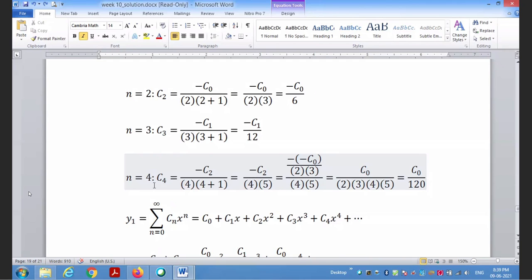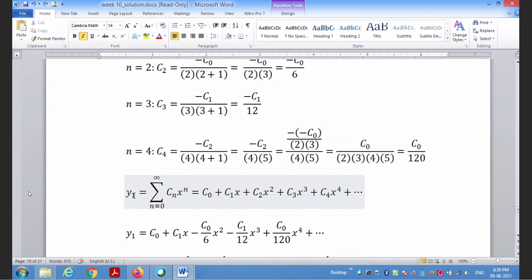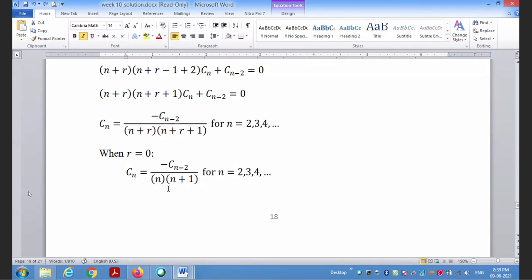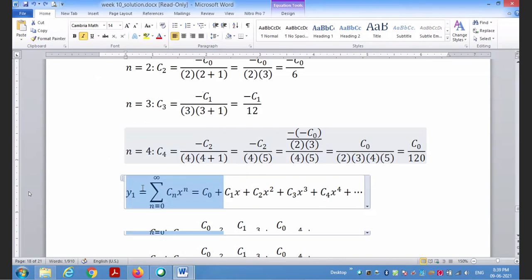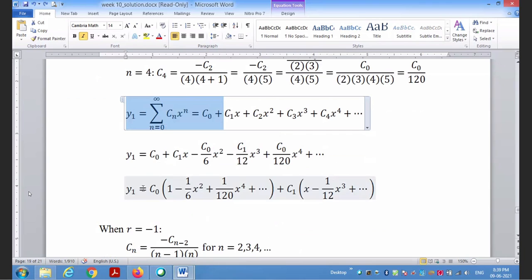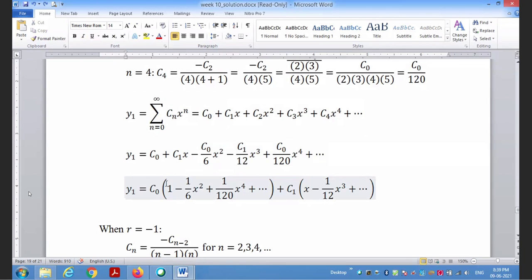Okay, and then n equal to 4. C4 equal to C0 over 120, right? And then you have Y1, corresponding to r equal to 0. Y1 depends on C0 and C1, and then you can break them up into two: one depends on C0, one depends on C1.